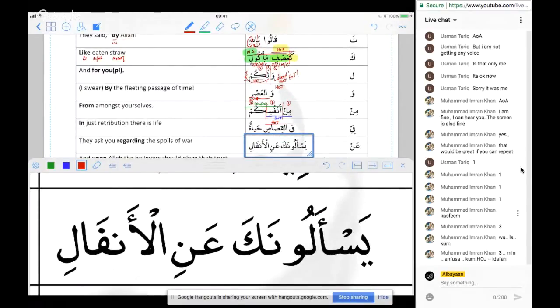Do you see a harf of jar here in this one? Yas'aluna. Yas'alunaka anil anfal.